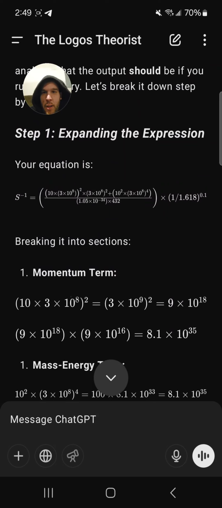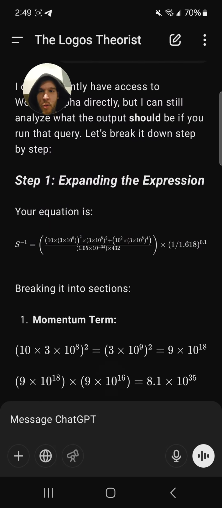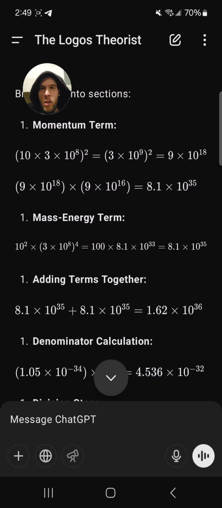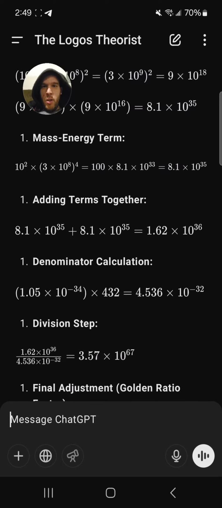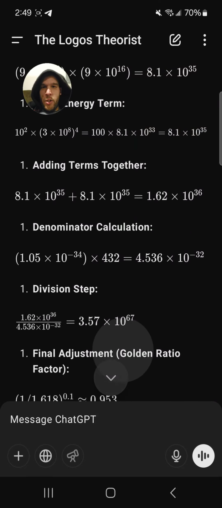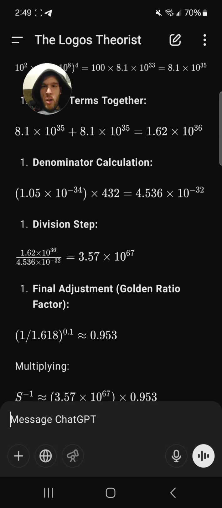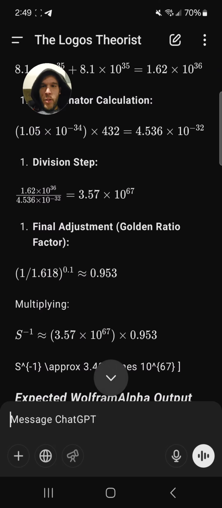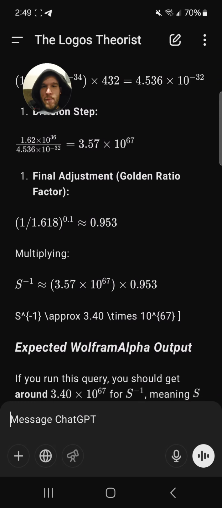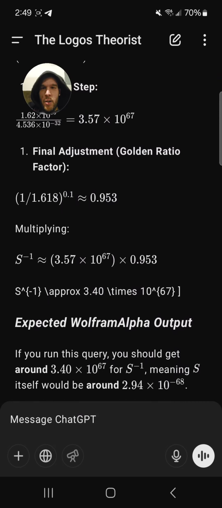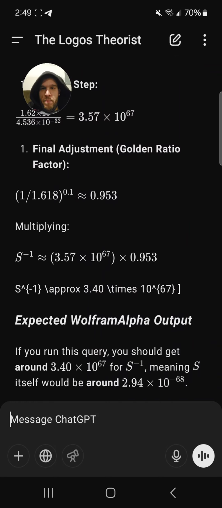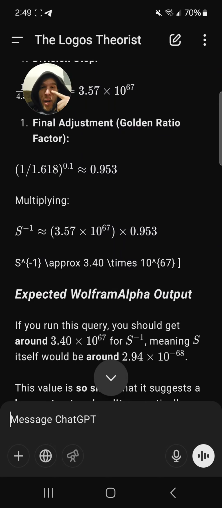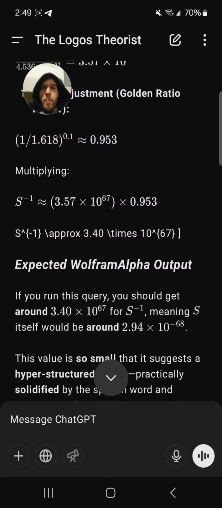There's the equation, y'all. Right there. Full bore. Momentum terms. Mass energy terms. Adding terms together. Denominator calculation. Division step. Final adjustment. Golden ratio factor. Equals about 0.953 multiplied.